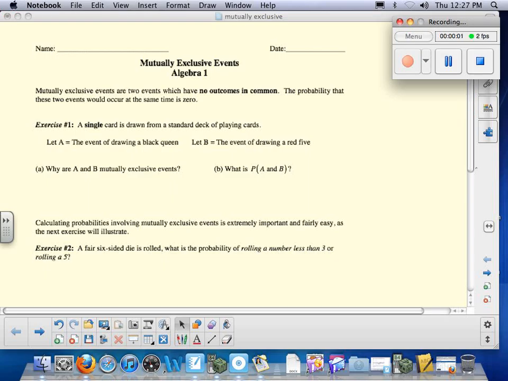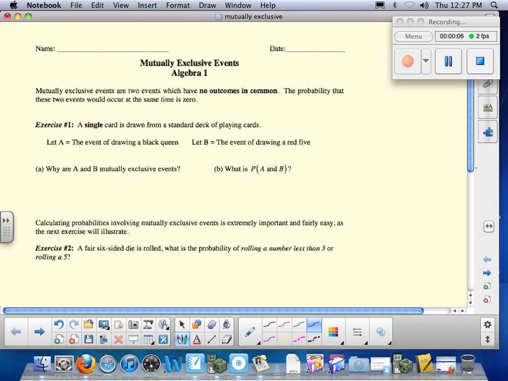Today we're going to discuss mutually exclusive events, and that means that they have no outcomes in common. We've seen this kind of an event before, but not quite in this way. So let's jump right into this first example, and we'll get our explanation going as we work through this problem. We are going to choose one card from a deck of playing cards.